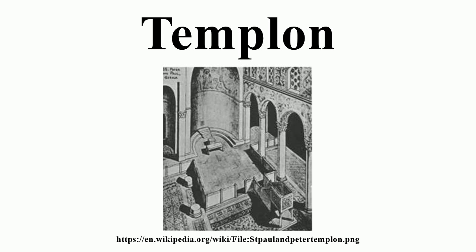The chancel barrier was not merely a low parapet. Remains of colonnettes have been found, suggesting that the barrier carried an architrave on top of the columns. Many fragments of a marble templon have been discovered on the Temple Mount in Jerusalem, though there is some architectural and archaeological evidence of early templa.